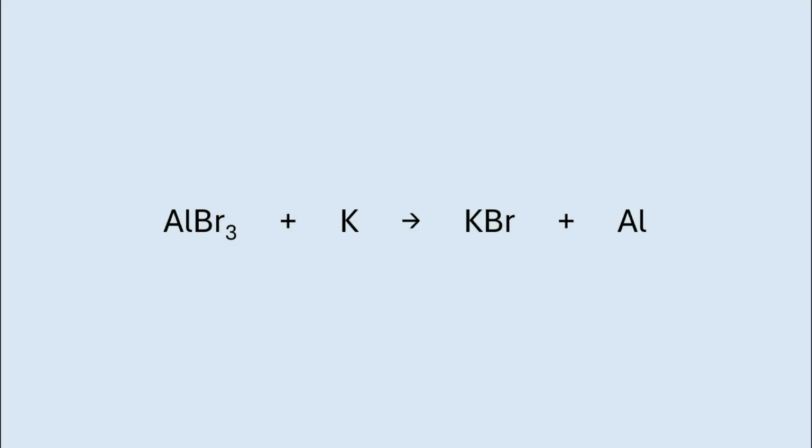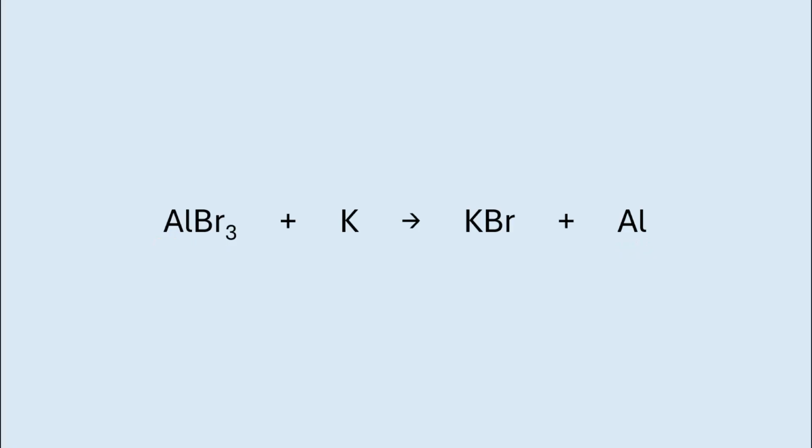Here we have an equation of aluminium bromide reacting with potassium to form potassium bromide and aluminium. Now it is of course not balanced, so we're going to change that by balancing it. We'll start by looking at the aluminium. At the start you can see we have one aluminium atom, and at the end we have one aluminium atom. Well, there we go, aluminium is balanced. Great. Not the whole equation though, just the aluminium.